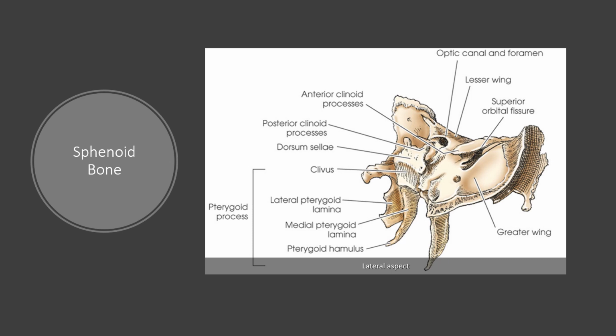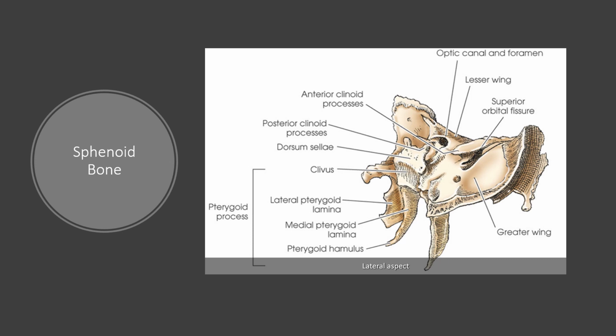The greater wing articulates and forms a suture with the temporal bone, and then the anterior portion of the greater and lesser wing forms the back of the orbit. So you see the crosshatch, see where it labels the greater wing? Now go to the right hand side of the slide. You see that part that's unlabeled and crosshatched? That's the portion that forms the posterior of the orbit. And then you can see the superior orbital fissure and the optic canal and foramen tucked underneath the lesser wing. That's where the optic nerve travels through the sphenoid bone to get to the back of the orbit.